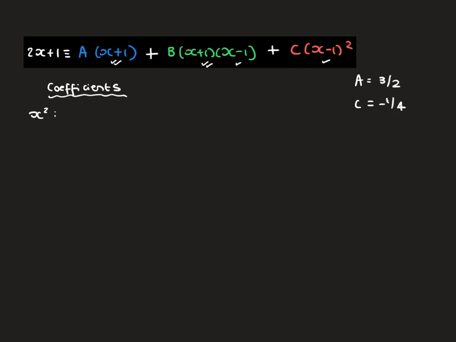On the left-hand side, we've got no x squareds, so we have 0 x squareds. On the right-hand side, we get no x squareds from this part here. From this part here, we'll get 1 lot of x squared, or 1b lot of x squareds. And here, when we expand again, we'll get c lots of x squared, which then tells us that b is equal to negative c. And as we've already worked out that c is negative a quarter, that gives us b equals 1 quarter. So hopefully you can see it can be very useful to use a combination of the two techniques when you're finding your values of a, b and c.